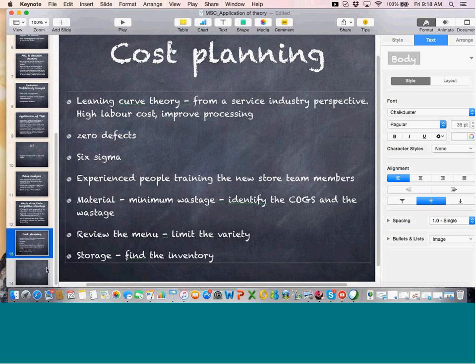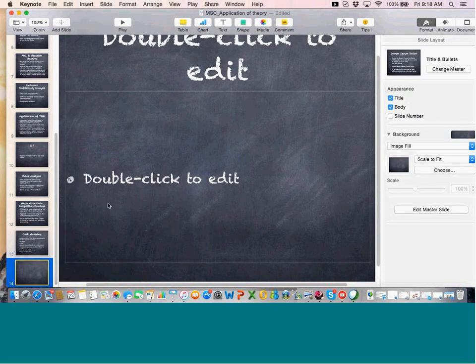And what can you come up with for cost planning?